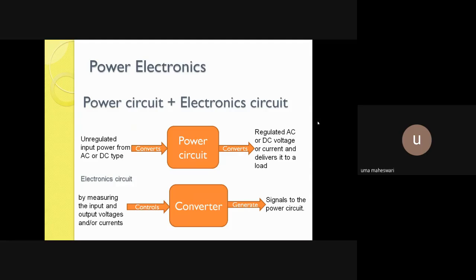Generally, power electronics is a power circuit plus an electronic circuit. The power circuit converts unregulated input power waveforms, that is AC or DC type, to regulated DC voltage or current and delivers it to the load. And the electronic circuit, that is the controller, controls by measuring the input and output voltages and currents, and generates signals to the power circuit. So this is the base of power electronic circuits.